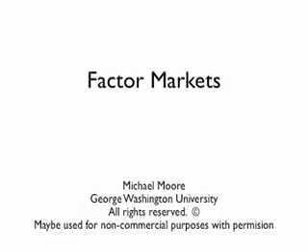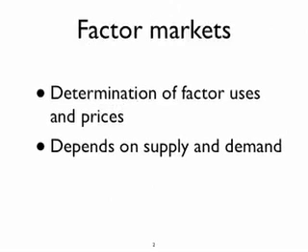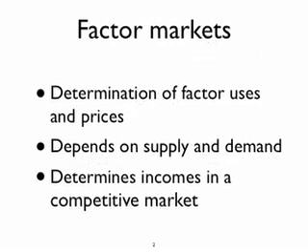These are all factors of production, and understanding the factor markets will allow us to understand how these things are affected when outside events change. So we'll first analyze how factor uses are determined and also the prices of those factors. And, not surprisingly, those prices will be determined by the supply and the demand for those factors in a competitive market. And once we understand how those prices for factors are determined, we'll be able to analyze the incomes of those factors as a consequence of other changes.